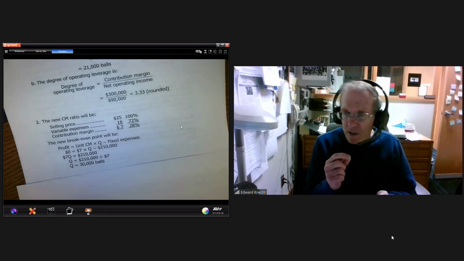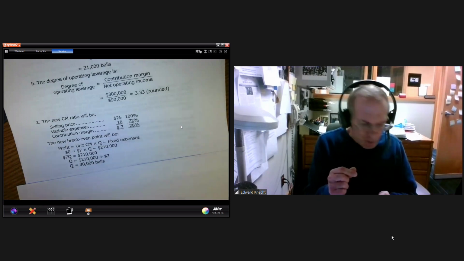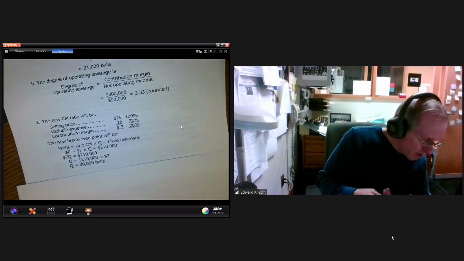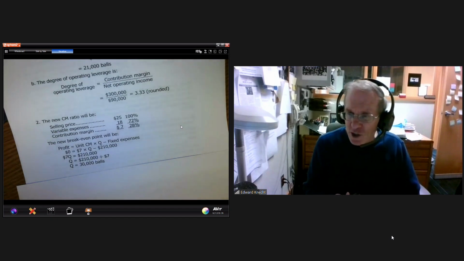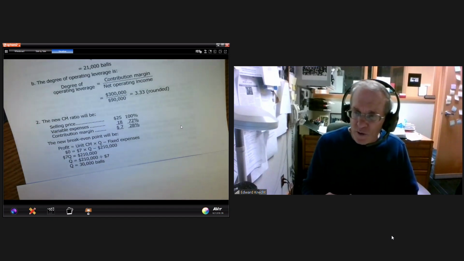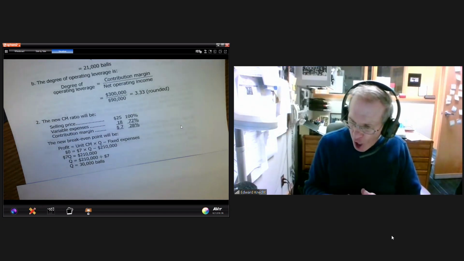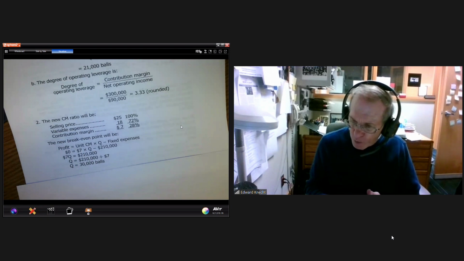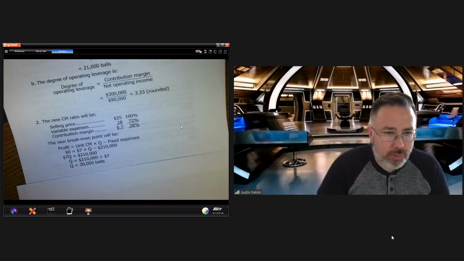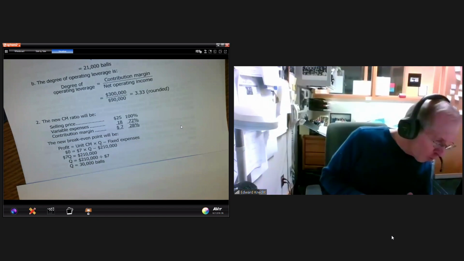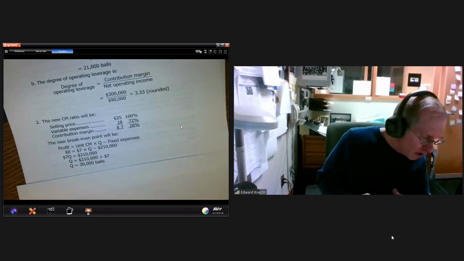So would you take the 210 total fixed cost plus the net operating income of 90,000 last year? That'd be 300,000 in the numerator. But now what number are we going to divide it by? What's the denominator? That would be the contribution margin. What is that now? It's now 28%. So that would give us total sales to achieve that level.